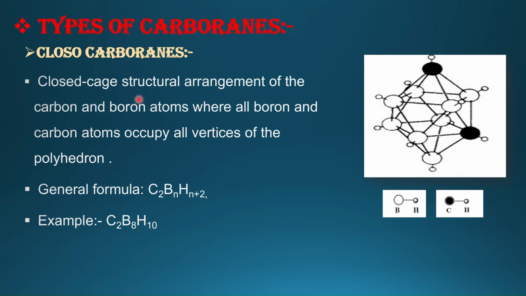Then, types of carboranes. First, closo-carboranes. This is the structure of closo-carboranes. It is a closed cage structural arrangement of the carbon and boron atoms, where all boron and carbon atoms occupy all vertices of the polyhedron. The general formula is C2BnHn+2. Example: C2B8H10.